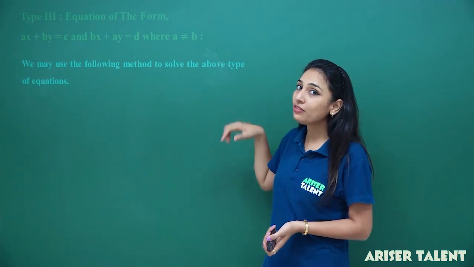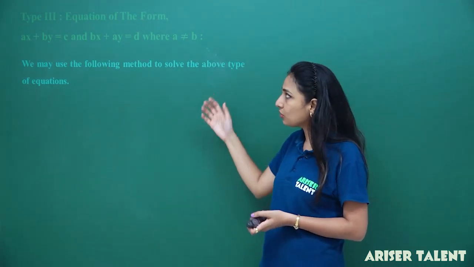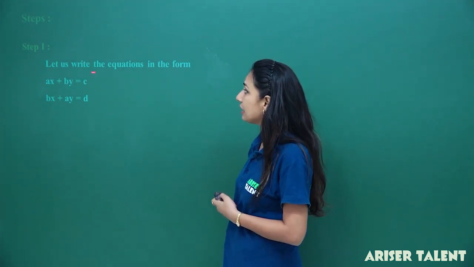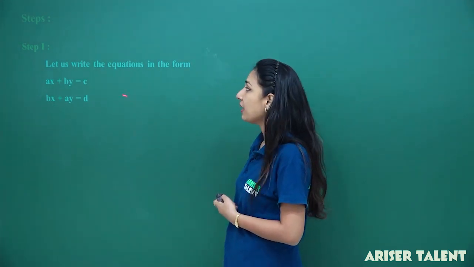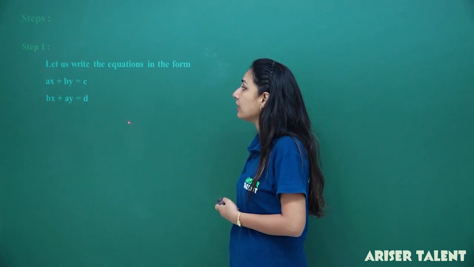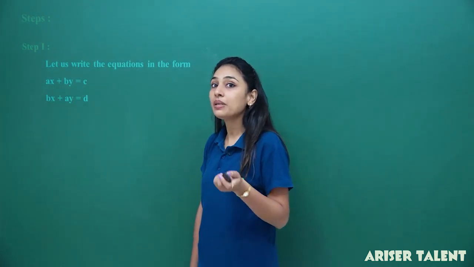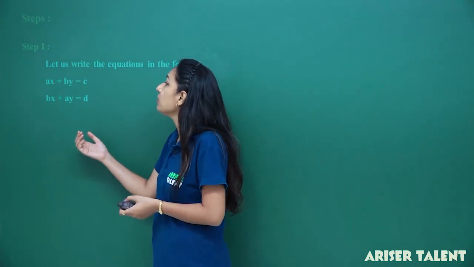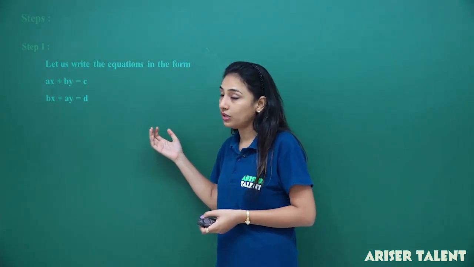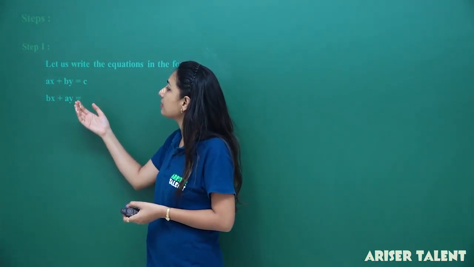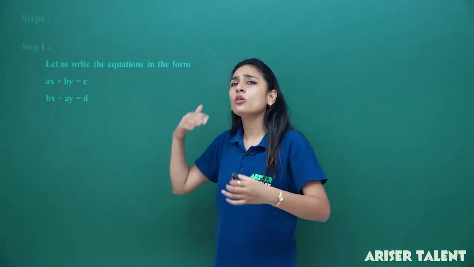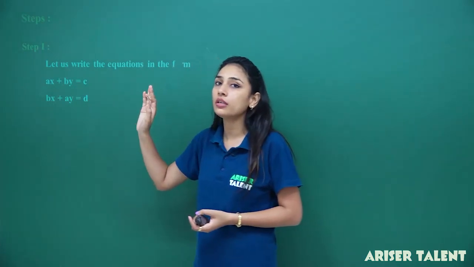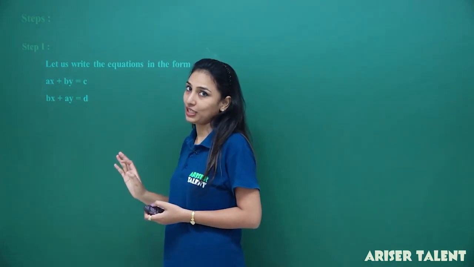How? We will just look. Step 1 is, let us write the equations in the form ax plus by equals c, bx plus ay equals d. Why? Because it can be written in another form like ax plus by minus c equals 0, or it can be written as ax plus by plus some constant equals some constant. So, you have to sort it like this only, right?